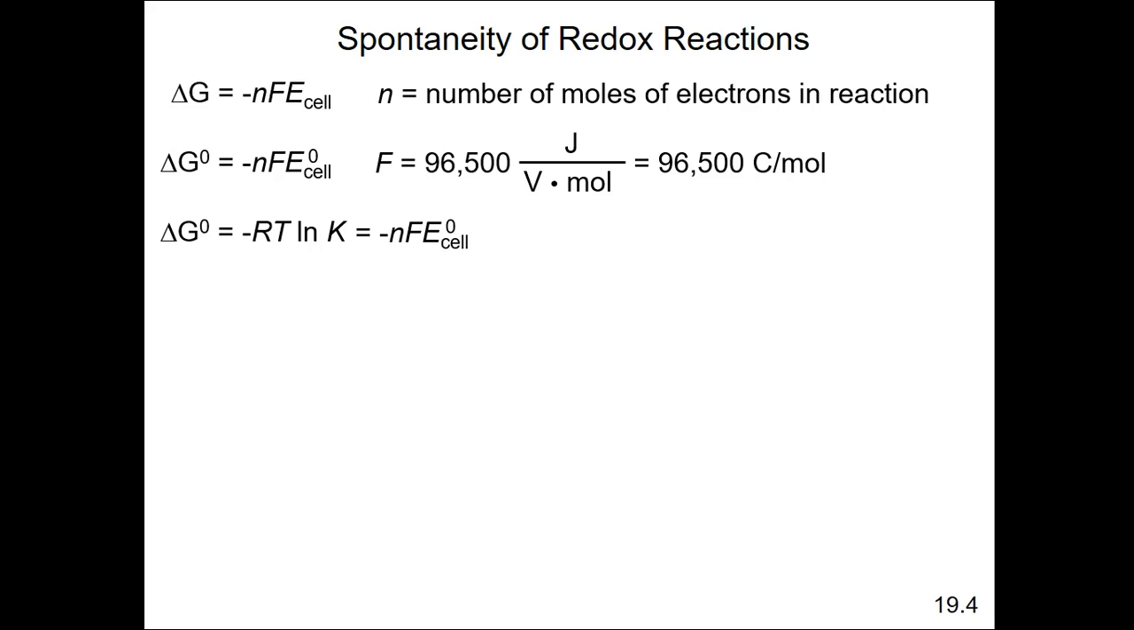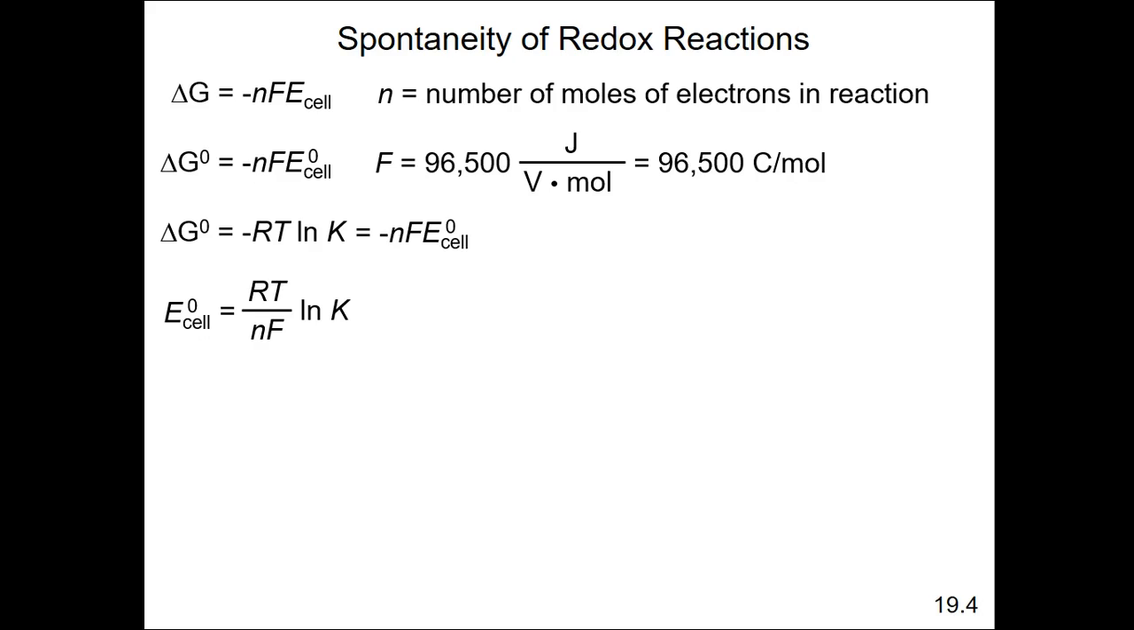So we can take the equation as it is, remove the delta G naught, rearrange the equation, and come up with an equation like this, where E naught of the cell is equal to R times T divided by NF times the natural log of K. And we see, just like delta G naught, E naught of the cell is telling us the same thing as K does, because it's related to K. It's telling us whether or not the forward or reverse reaction of the redox reaction is favored. Is the forward reaction favored or is the reverse reaction favored?